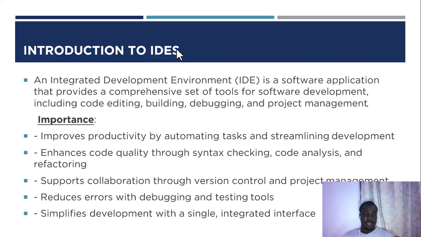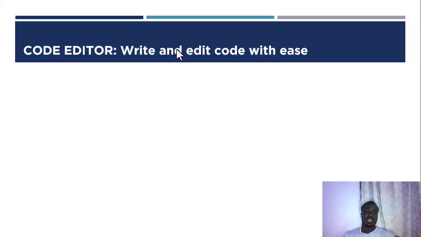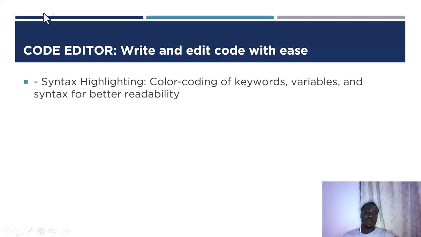Okay, so we move on to the first tool of the IDE. That's the code editor. So the code editor helps you write code and edit code easily. So what does the code editor do in software development? One, syntax highlighting. So color coding of keywords and syntax for readability.